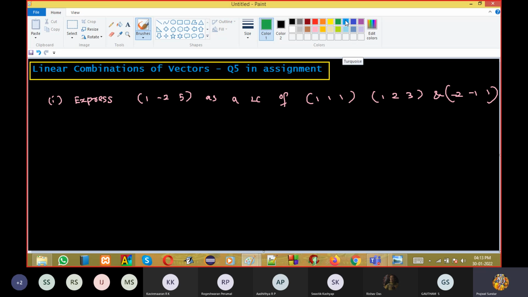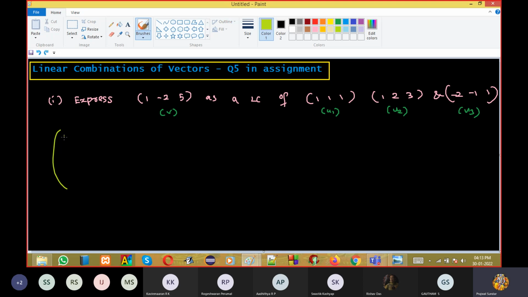We'll try to understand how to do this question, and it will be very simple. Okay, look at this carefully. What I'm doing is I'll keep this vector as V vector. I'll keep this as U1. I'll keep this as U2. I'll keep this as U3. Now what I'll do is I'll write a matrix.